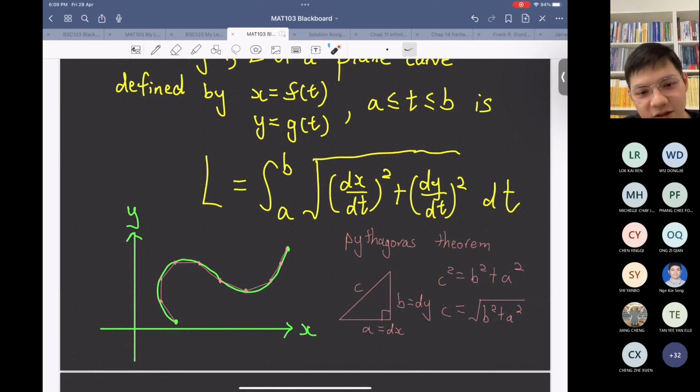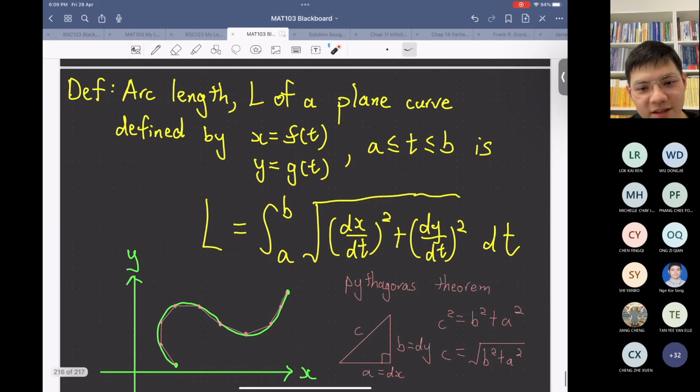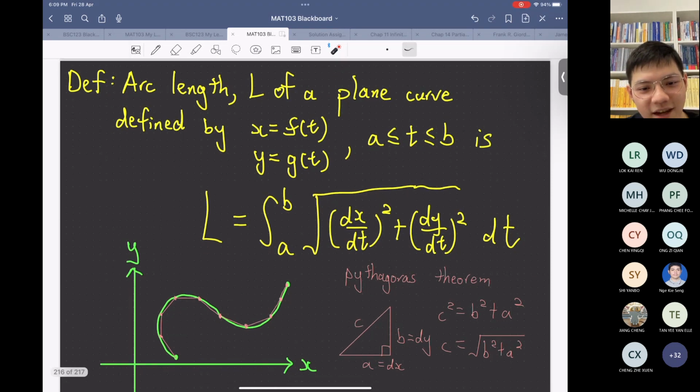Do you want to prove this, or are you happy with the idea of how this formula comes from? You want to see a proof? What does okay mean? Do you want to see the proof, or don't you? Anyone want to see the proof, or do we go to computation? Okay. Sure. Okay, let's prove it.